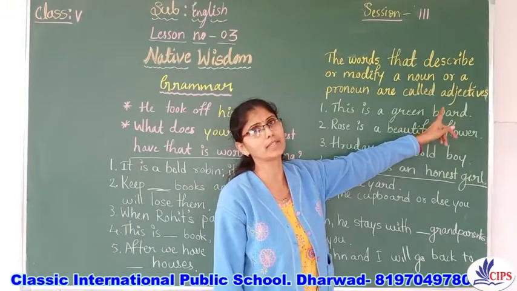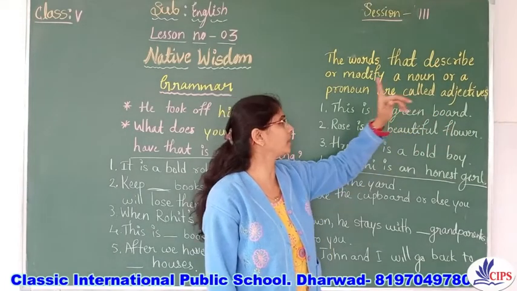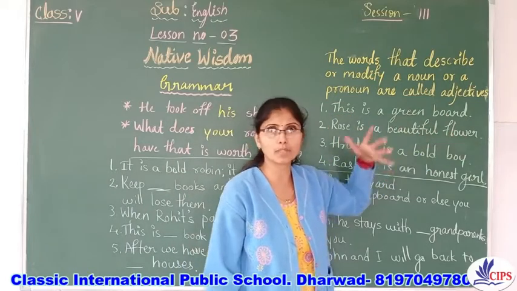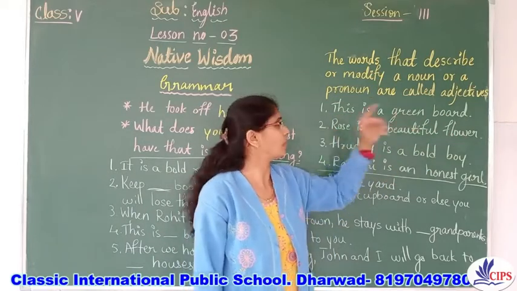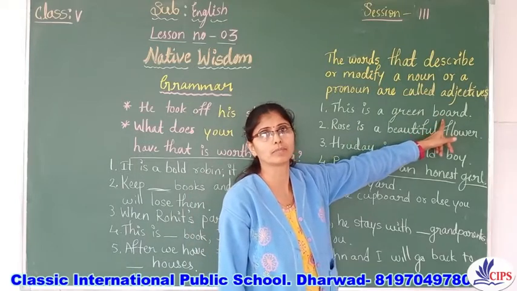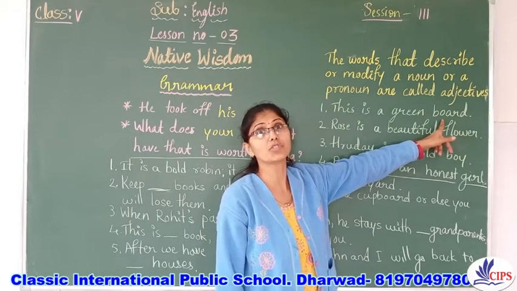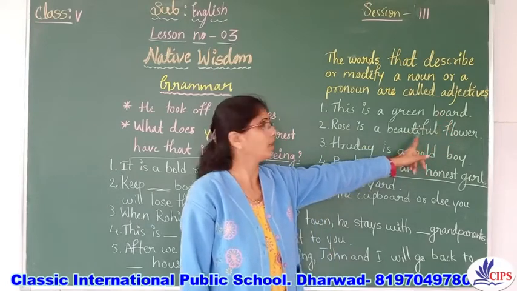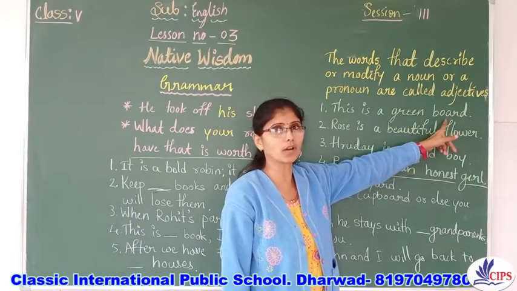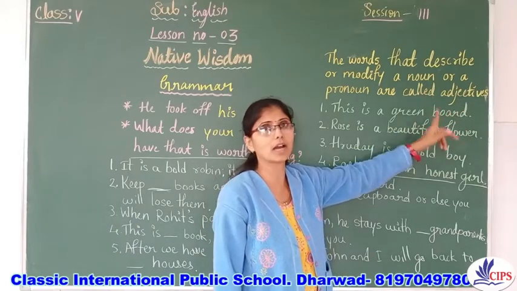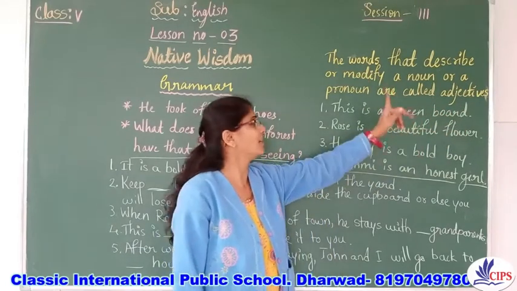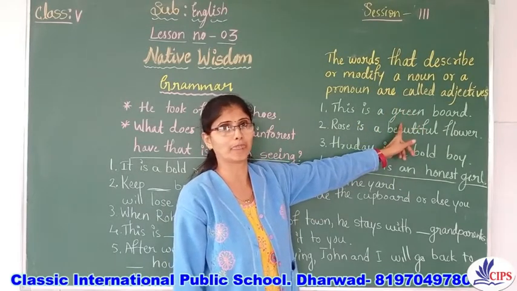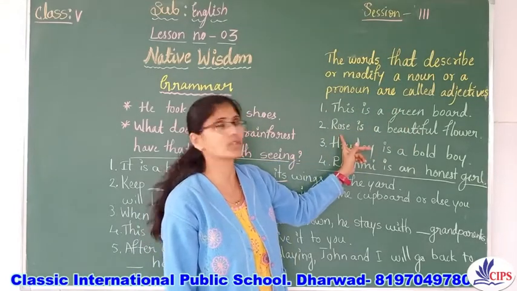What is there then? Okay, here a thing is there. What is that? That is a board. How is it? It's green. This is a green board. How is the board? Green. Observe here, this is a noun. The word which tells more about the noun is an adjective. Here this is the noun. About this word, which word tells more or which word describes it? Green. So that it is an adjective here. Getting, children?